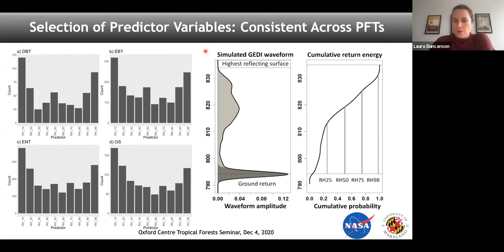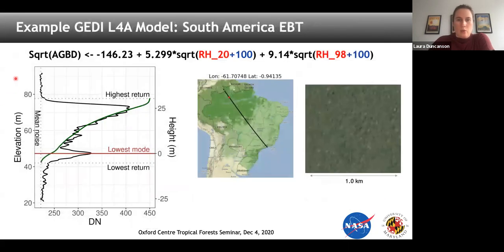Here I want to quickly walk us through one very hands-on example. This is one of the top candidate models for South America evergreen broadleaf trees. It's a tropical seminar, so we picked a tropical model here. It's a square root transform model, predicting the square root of biomass as a function of only 2 waveform metrics, RH20 and RH98.